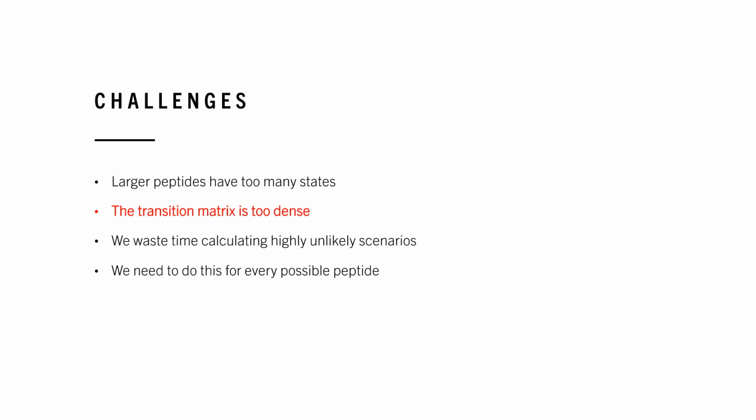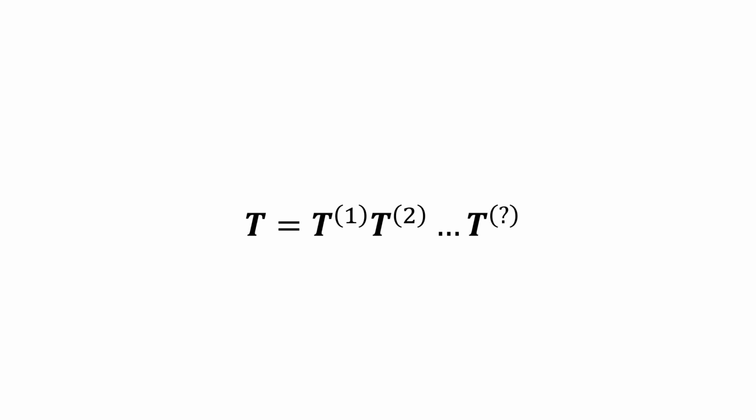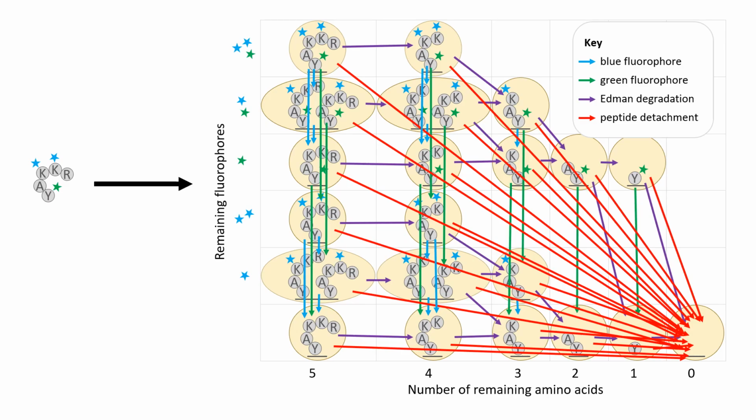Another issue we need to deal with is that the transition matrix is very dense. And this is a problem because each of these black arrows here is a non-zero entry in the transition matrix, and we're doing the forward algorithm, which means we need to multiply by this transition matrix over and over and over again. And we want something more sparse. One way to do that is to factor this matrix into a product of matrices that have a greater sparsity effect.